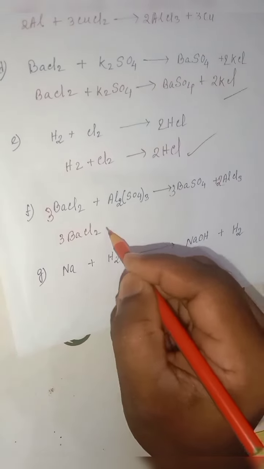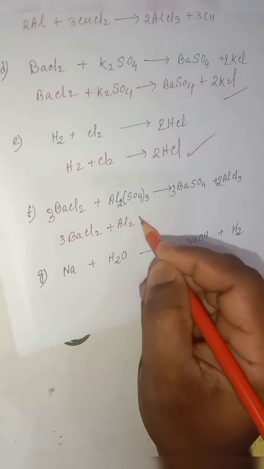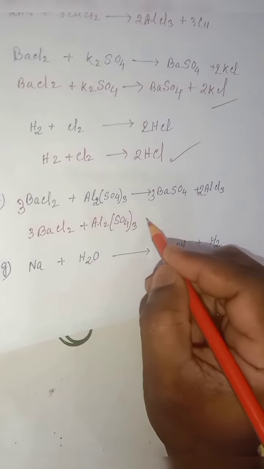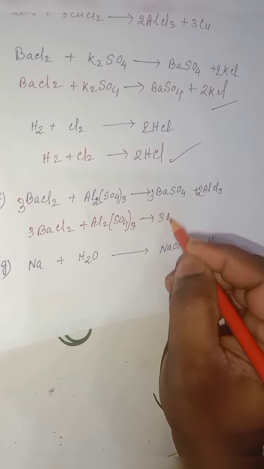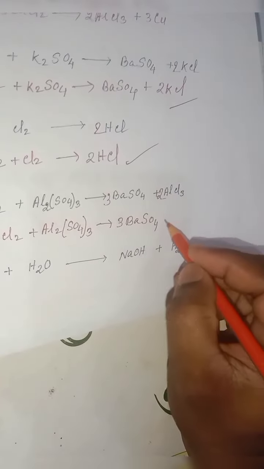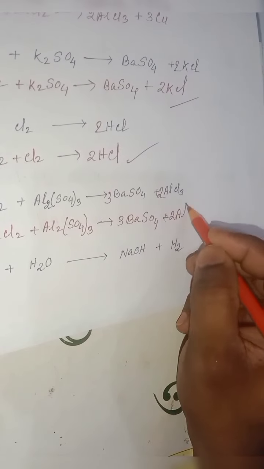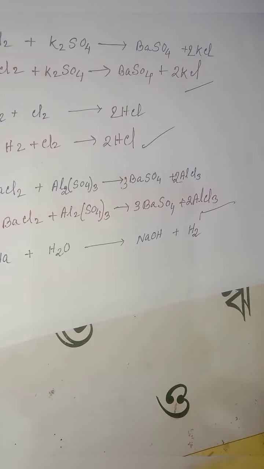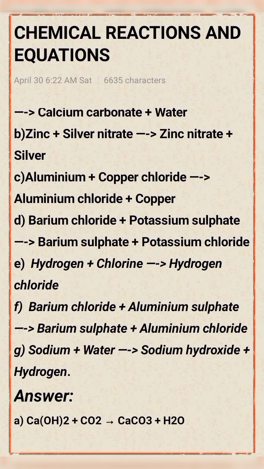Now, 3BaCl2 plus Al2(SO4)3 from 3BaSO4 plus 2AlCl3. Okay. Next, G: the reactants sodium plus water, the products sodium hydroxide and hydrogen.